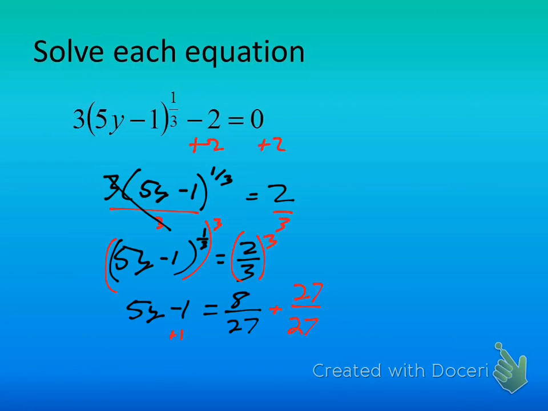Next question. How do you add fractions together? You just add the numerators. What happens to the denominators? They stay the same. So what's 8 plus 27? 35. I'm going to go up top now, okay? So you get 5y equals 35/27.